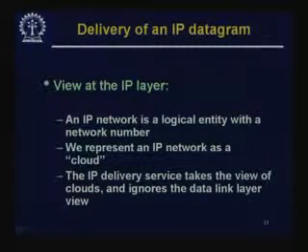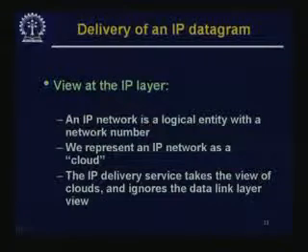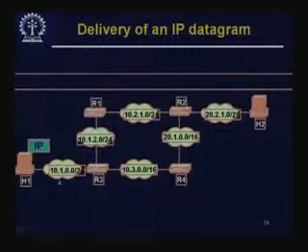In the view at the IP layer, an IP network is a logical entity with a network number. We represent an IP network as a cloud. The IP delivery service takes the view of clouds and ignores the data link layer view. That means the details of the actual switches are in the data link layer view, whereas in the IP network view it will simply be a cloud. So, this is the same network, with R1, R2, R3, R4. This is simply a cloud. What is inside is not important. What are important are all these network numbers. Each network has some number. We will come to this network number later on.